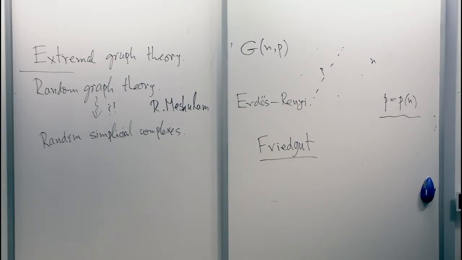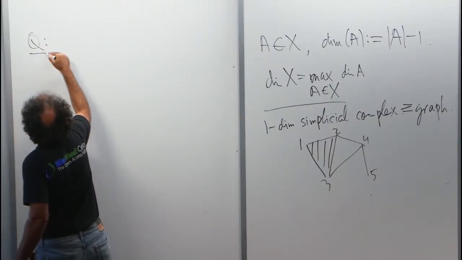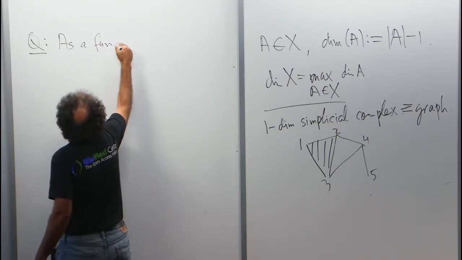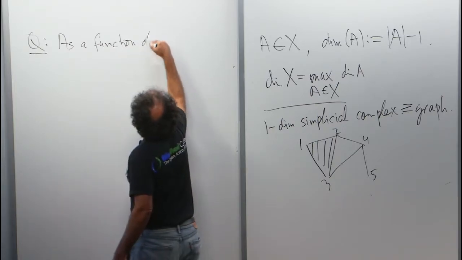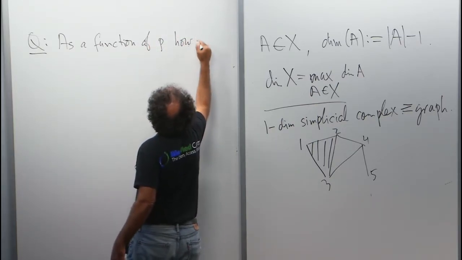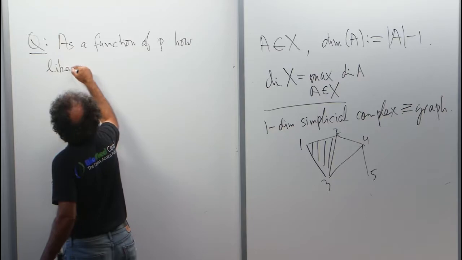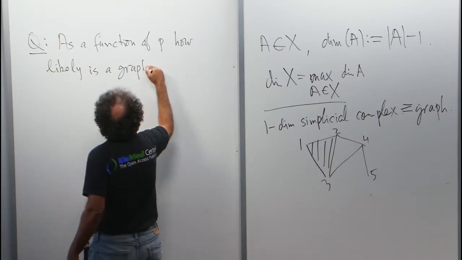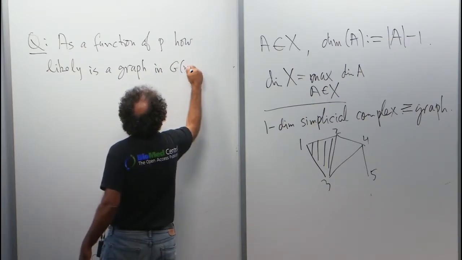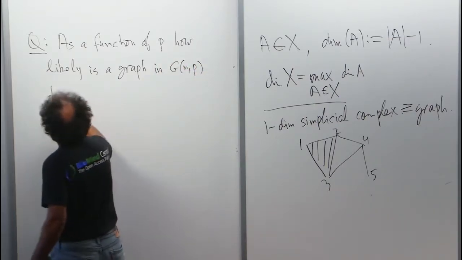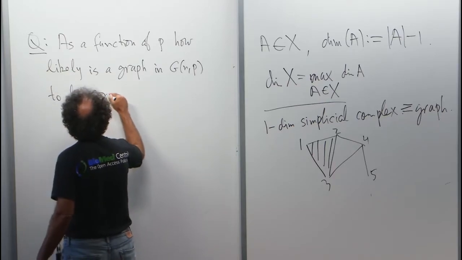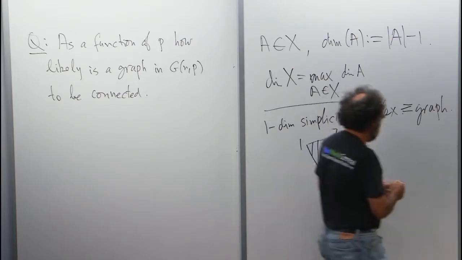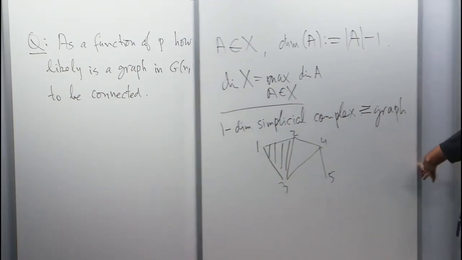So, question: as a function of p, how likely is a graph in G(n,p) to be connected? Okay, so for this I can show you one slide.